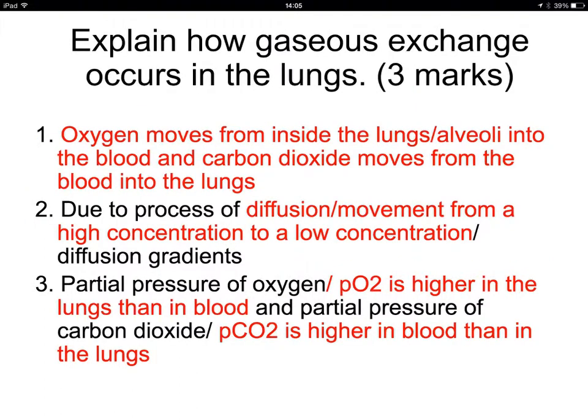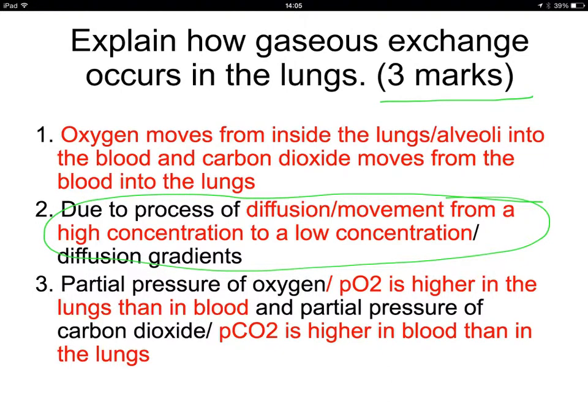So here's an example. This was actually a 3-mark question: how gaseous exchange occurs in the lungs. There are 3 points on the mark scheme, but they combine the 5 points that we've just made. The first point, point 2 on the mark scheme, is that diffusion goes from high to low. And for point 1 here, you needed to say where oxygen goes. It goes from the alveoli into the blood, and carbon dioxide goes from the blood into the lungs.